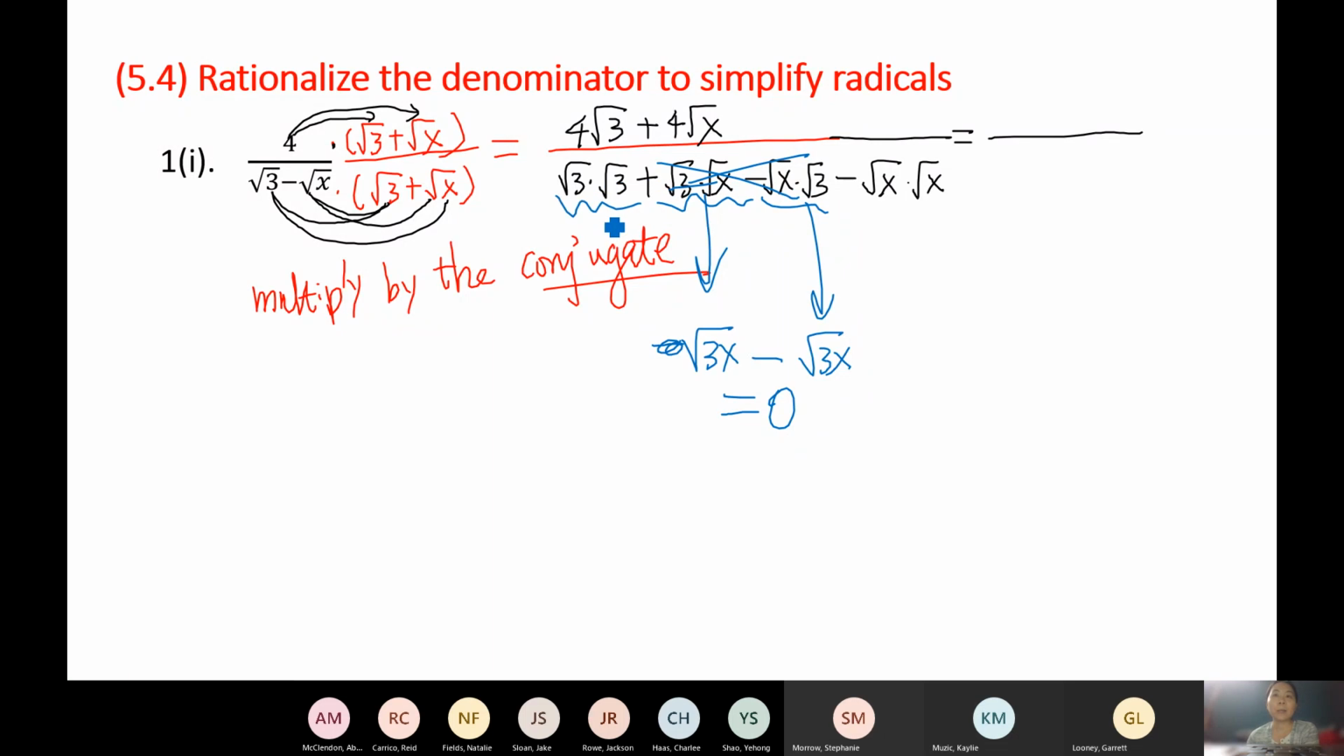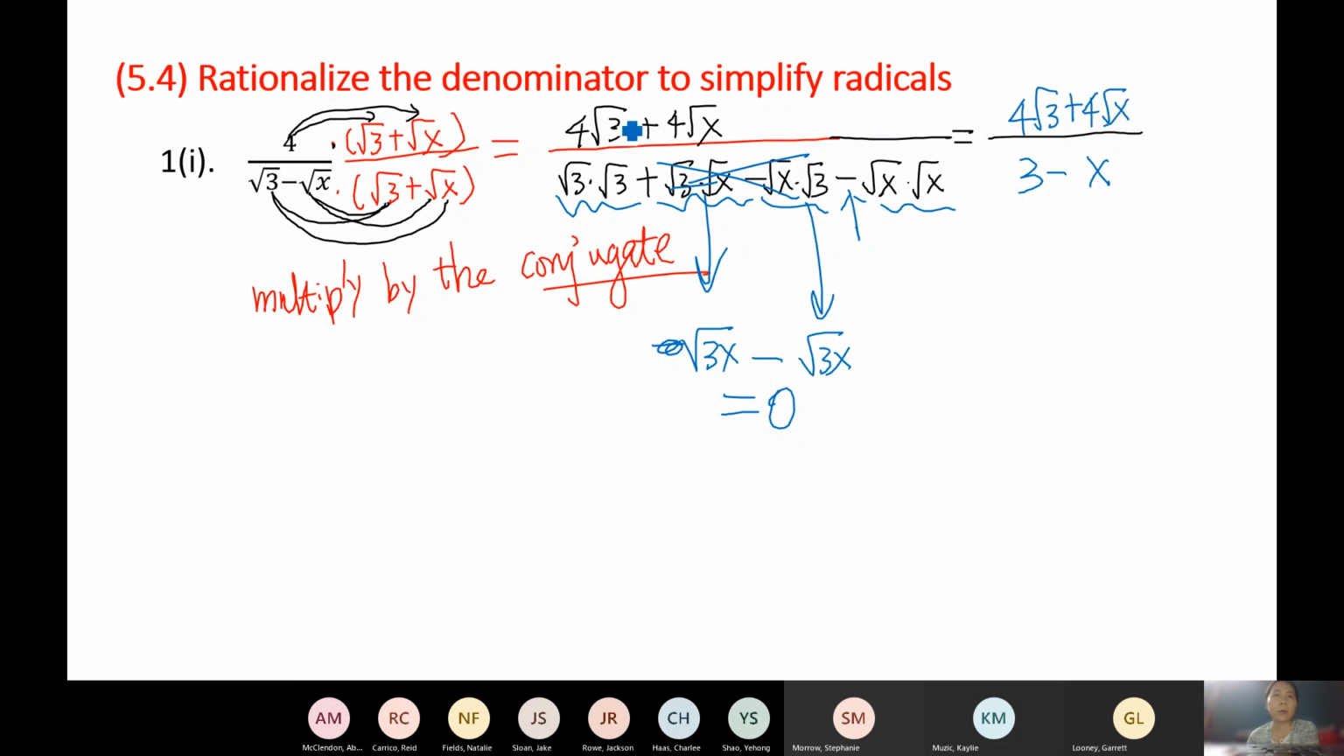Radical 3 times radical 3, that's just the 3, 2 copies of 3, right? And radical x times radical x, that's just going to be x because you got 2 copies of x out of the radical sign. And this minus sign stays. In the top, there's nothing we need to do, just copy it.